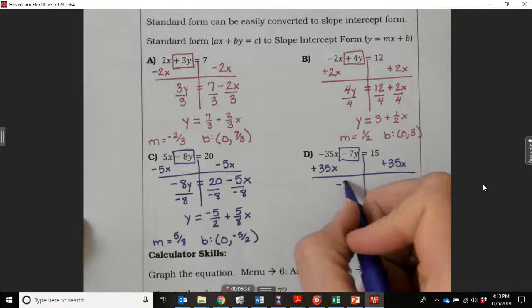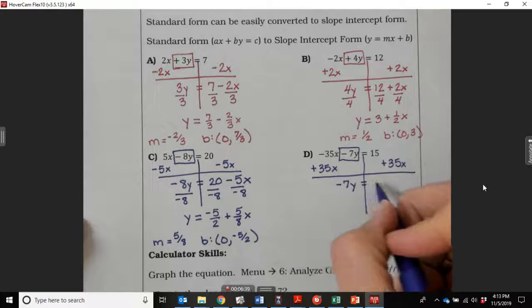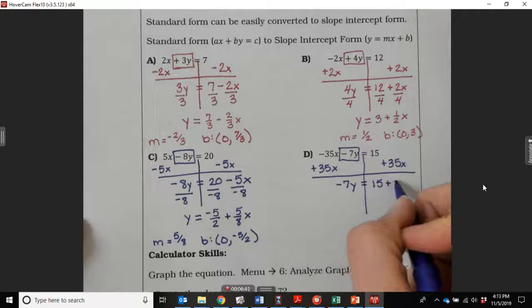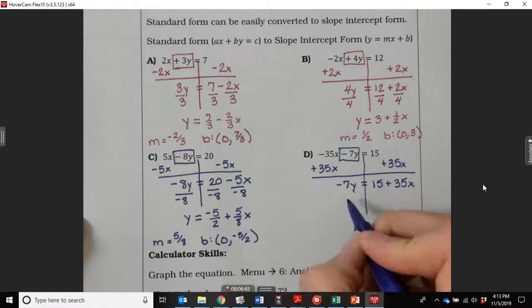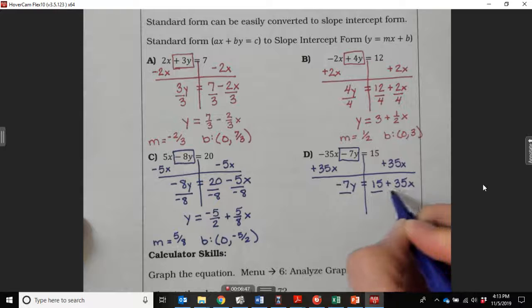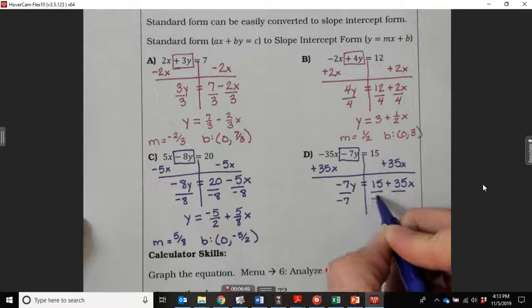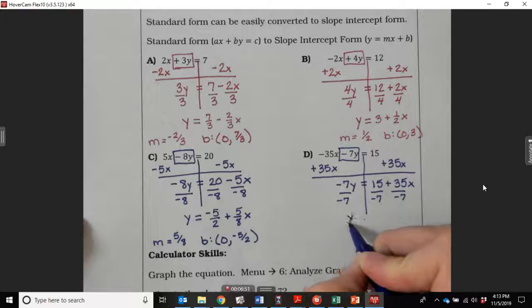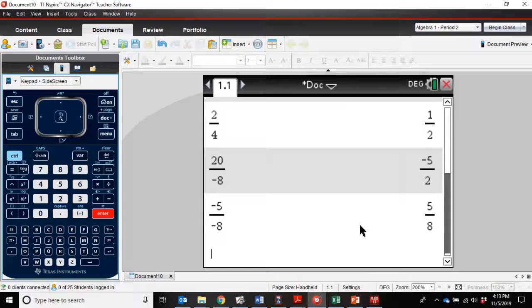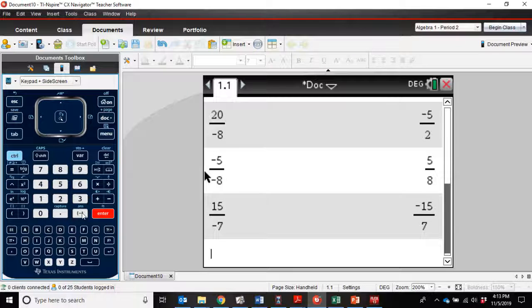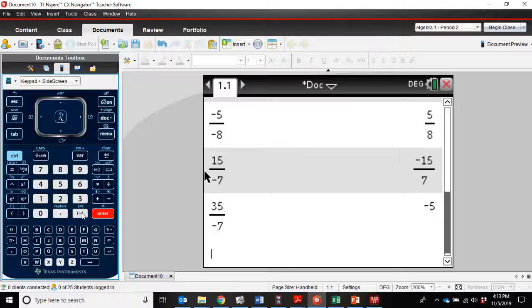Bring down your negative 7y equals 15 plus 35x. And then we divide every term by negative 7. So y equals, and again we're going to just use our calculator. We have 15 divided by negative 7, and then I have 35 divided by negative 7.